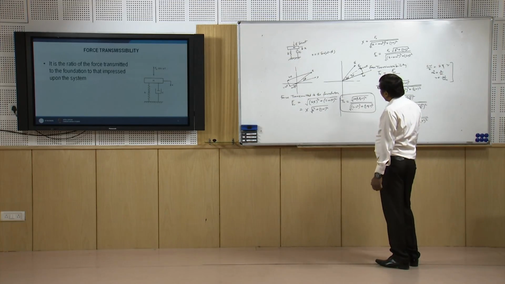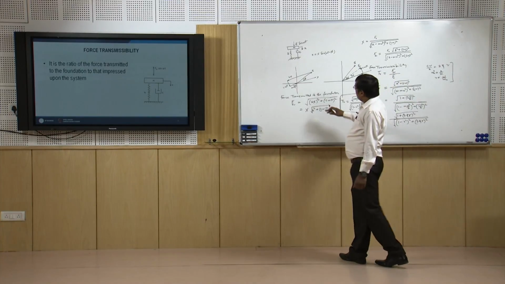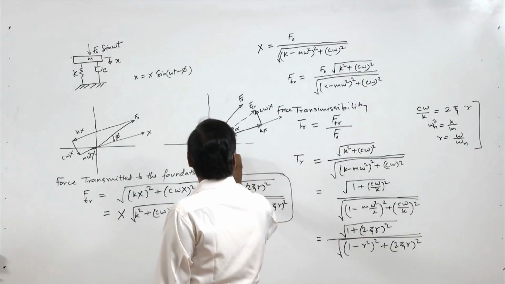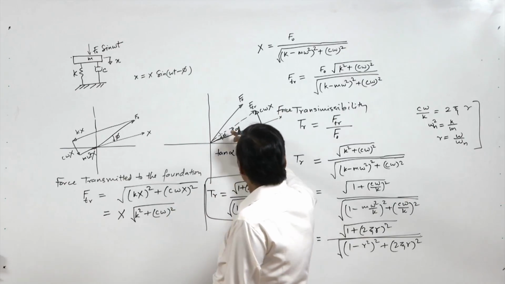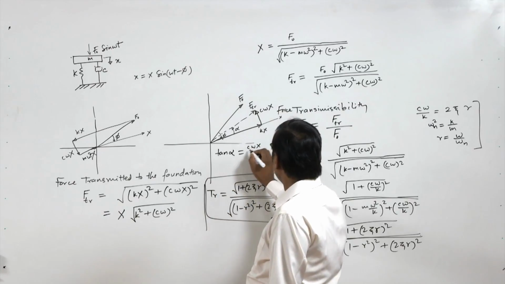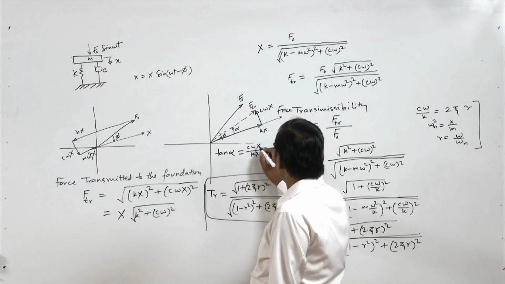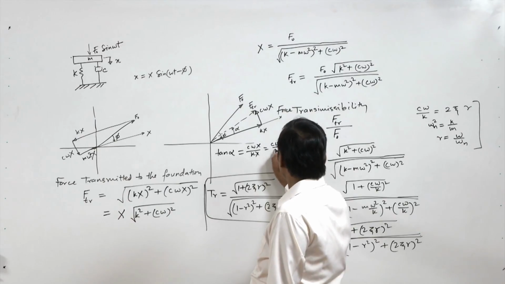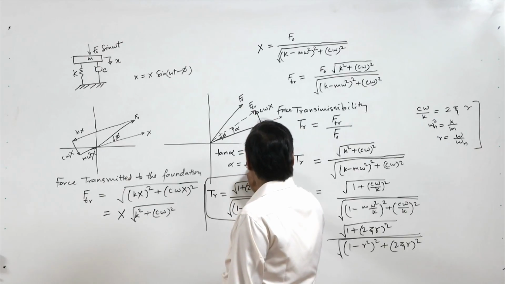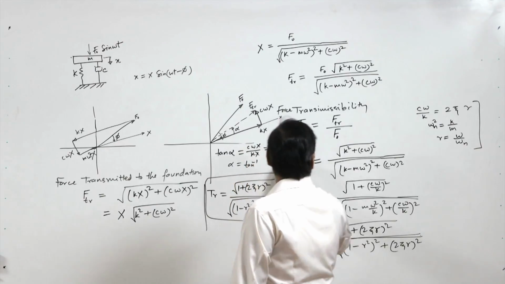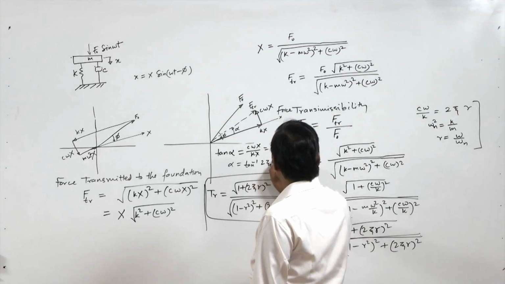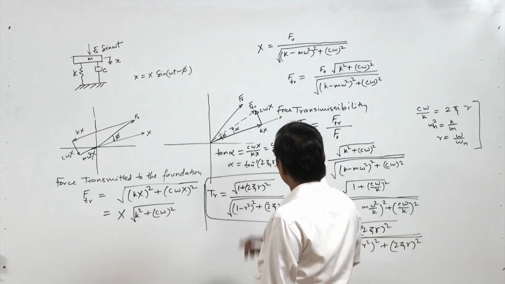Moreover, we can write, so this is phi and this is alpha. So what will be alpha? Here tan alpha is c omega x by kx. So x cancels out, so c omega by k. So it means alpha is nothing but tan inverse of c omega by k, and c omega by k is 2 zeta r. So we can write tan inverse 2 zeta into r. Okay.